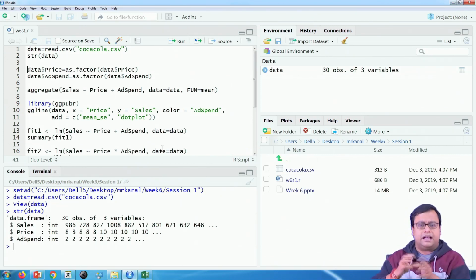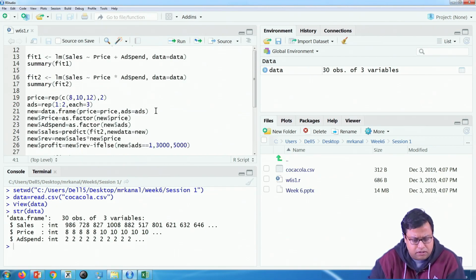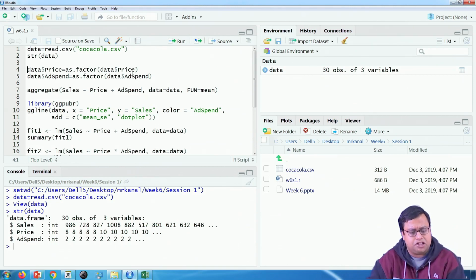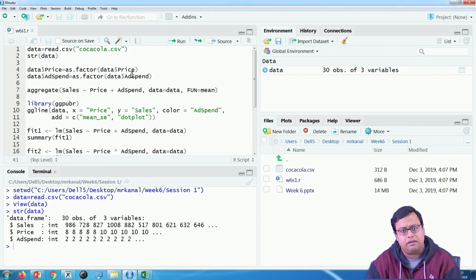And for ad spend 1, the actual spend is 3,000 rupees per retail store, and when it is ad spend 2, it is basically 5,000 rupees per retail store. If I am not wrong, it is 5,000 rupees per retail store. Yes. So, then I will change these 2 variables to their factor form.